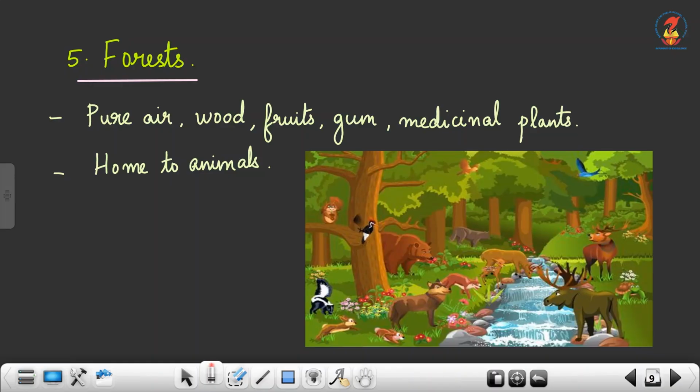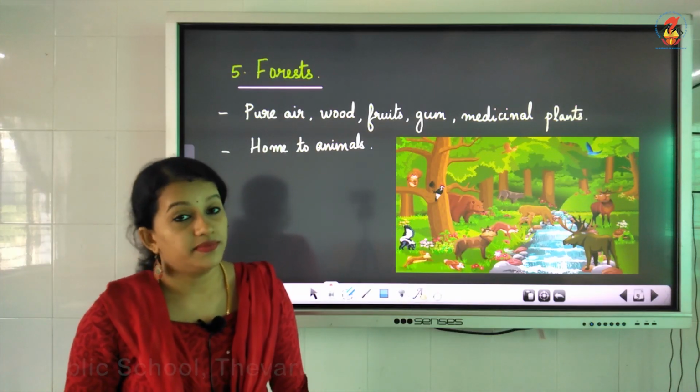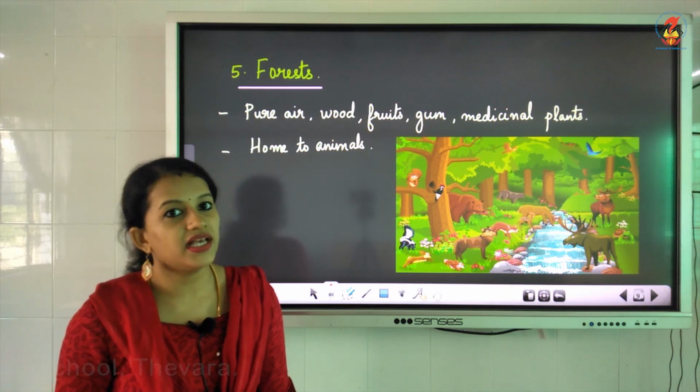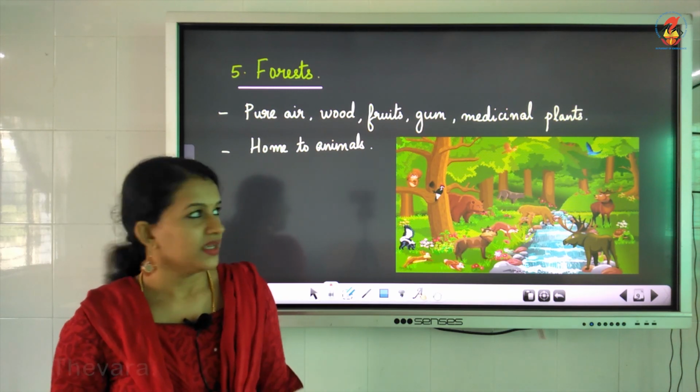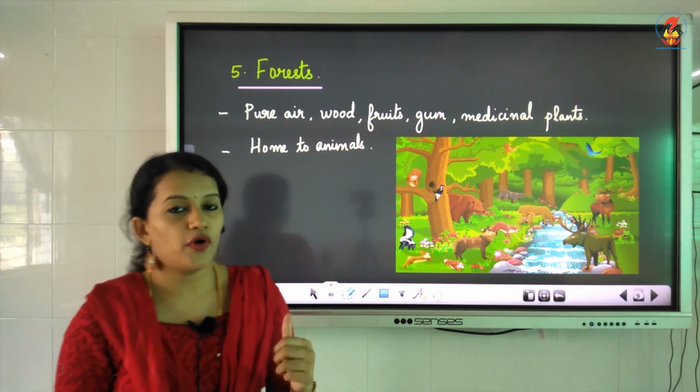So children, here I have given a beautiful picture. Can you all see that? In that picture, what all can you see? You can see a lot of trees. Isn't it? You can see that there are many trees. Then you can see a stream. You can see many animals. You can see plants. The small plants that you see here are known as herbs. Herbs are the small plants.